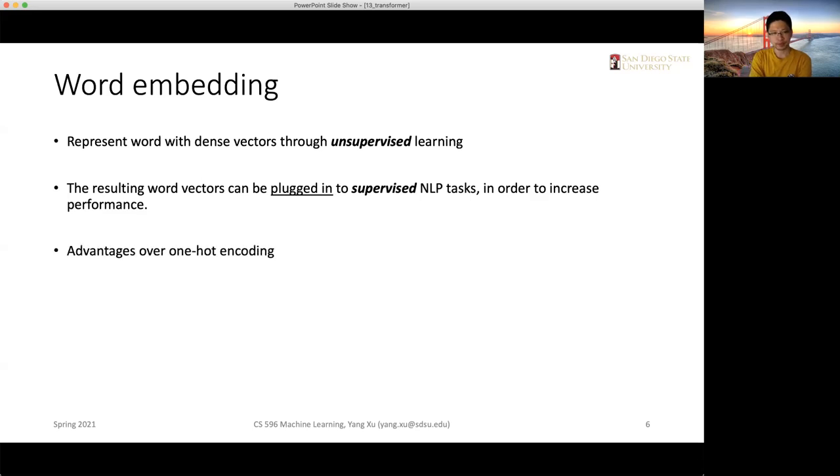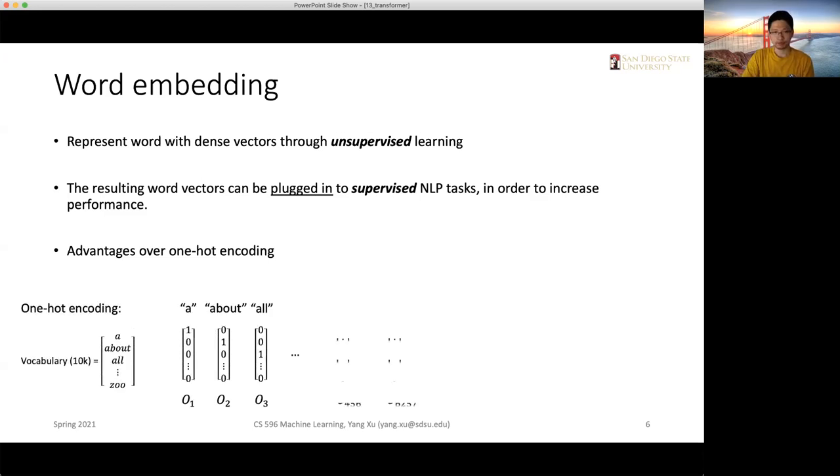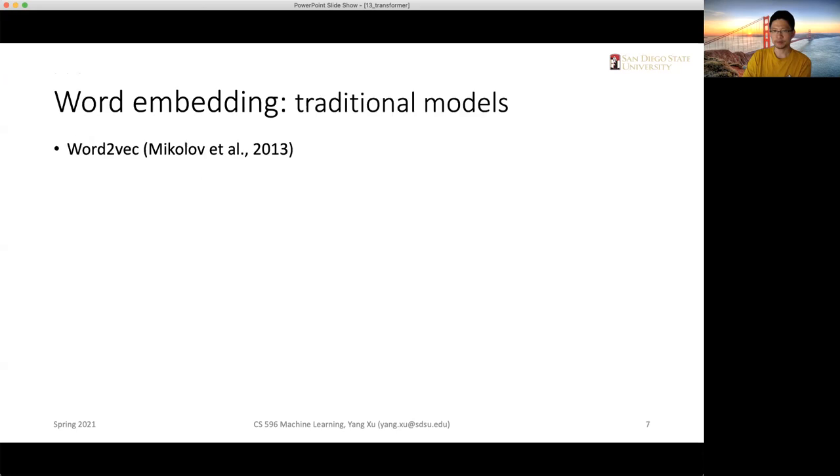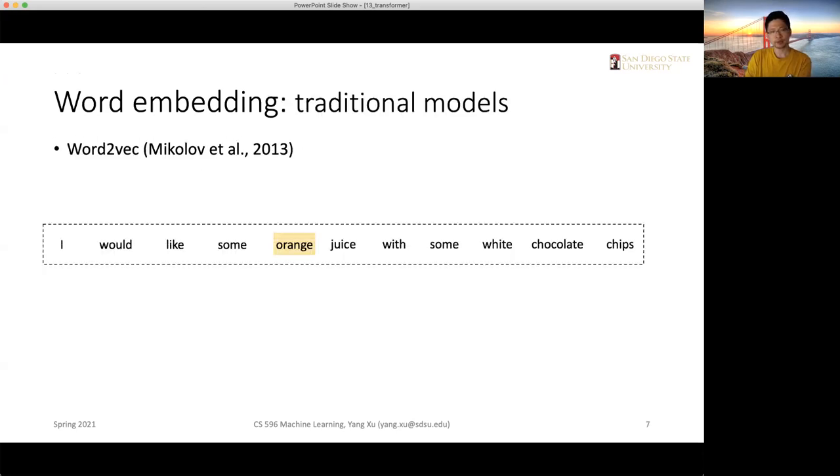Okay, so it has very significant advantages over one-hot encoding, right? We represent all those words with those embedding vectors. These are just examples that we already know. So we will talk about the shortcomings of the word embeddings in traditional models.